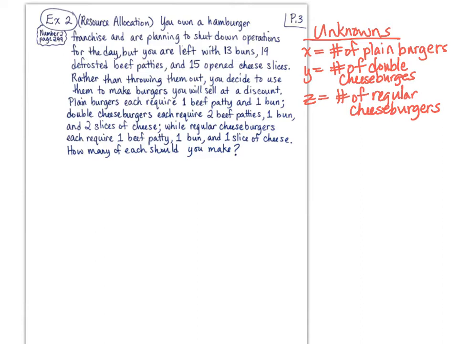Okay? So, now we set up our table. So, we'll have our plain burgers. Do you want me to write the word or is the variable just okay? The variable. So, X represents the plain burgers. Y represents the double cheese. Z represents the regular cheese. And then in the last column, what should we have? The total. Good. Okay. Total available.